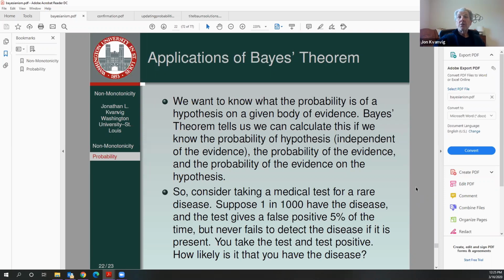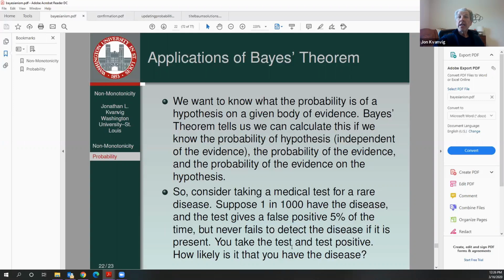Take a medical test for a rare disease. Your doctor tells you, I think you should take this test. And suppose we already know that 1 in 1,000 have the disease, that the test gives a false positive 5% of the time, but never fails to detect the disease if it's present. So notice what we're doing is we want to know, this is called the base rate. The base rate is the probability of the hypothesis independent of the evidence. So we want to know the base rate. That gives us the probability of the hypothesis. We also want to know the false positive rate and the false negative rate.